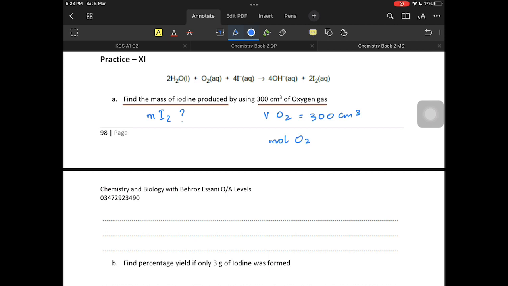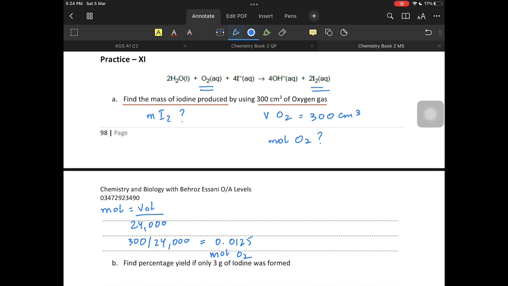Because we first find the moles, which is unknown for oxygen gas. So mole is equal to the volume of the oxygen gas divided by 24,000, which is 300 divided by 24,000. It's going to be equal to 0.0125 moles of oxygen gas. So we first found the moles of oxygen gas because we work in moles, not in volume or something else.